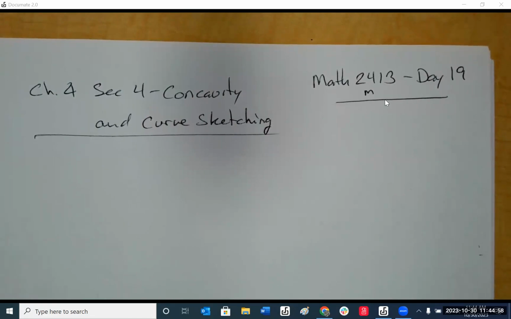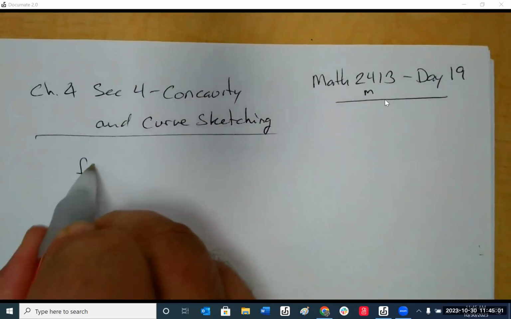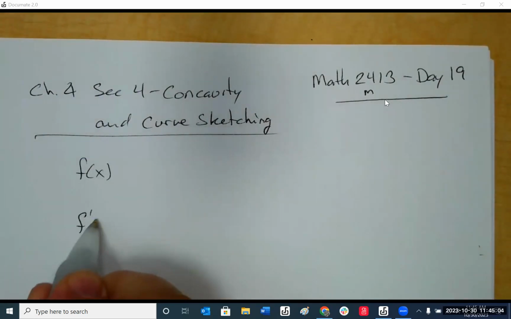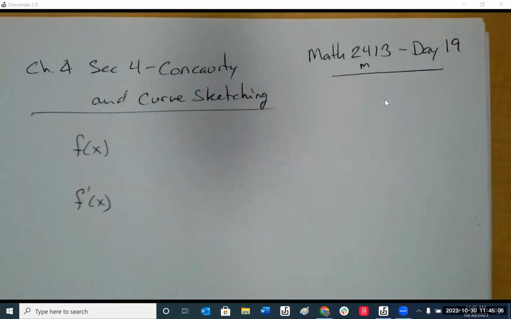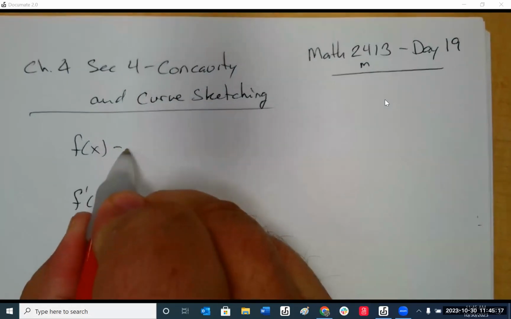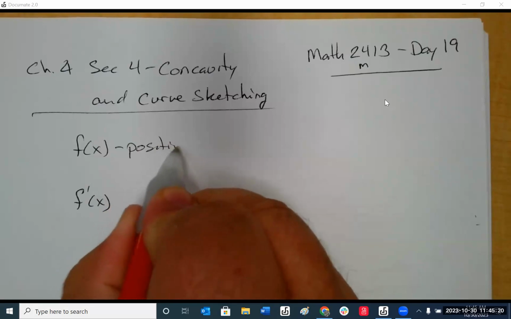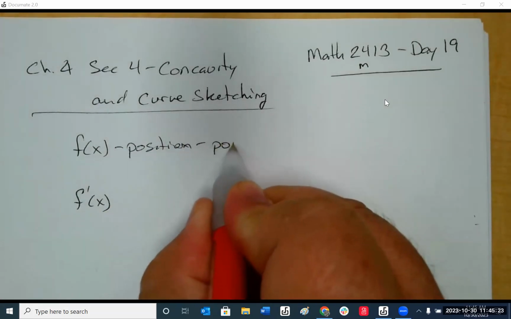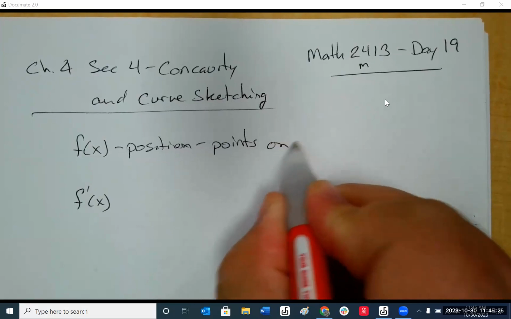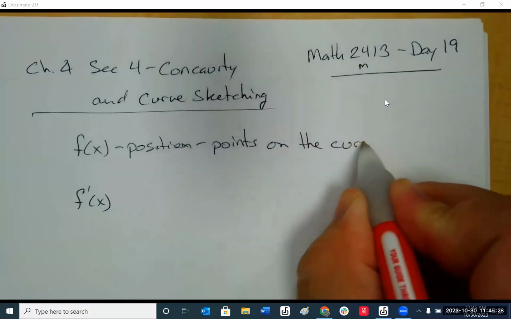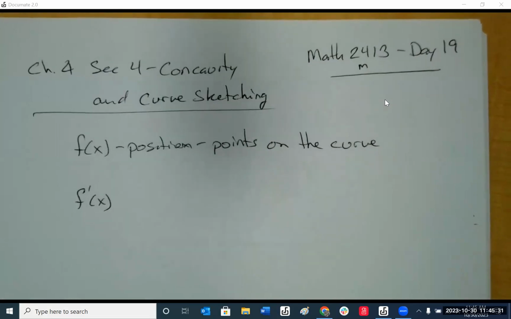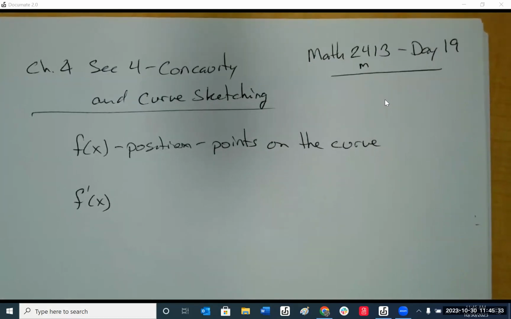Because if you think about it, each one of these tells us a different story. What does the f of x give us, the original function? The position. Or points on the curve. It gives us all the points, yes. Specifically, what points are we looking for with that function?